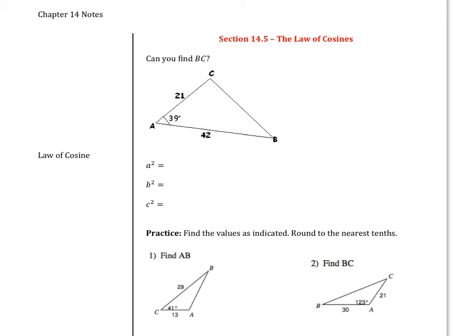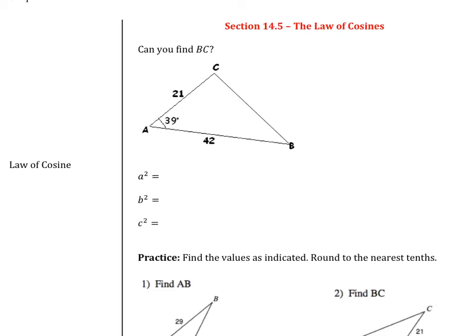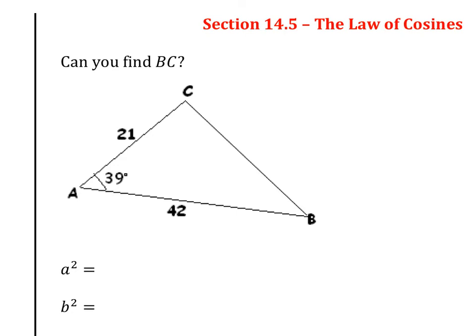Now let's look at a different type of problem. So in this triangle ABC, again, not a right triangle, the question is, can you figure out how long BC is? Well, last section we learned about law of sines, which says you need an angle and its opposite side as a pair to be able to figure out any pair that's in the triangle.